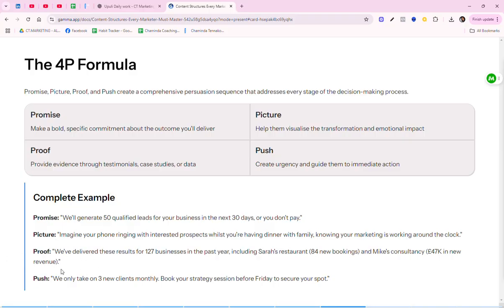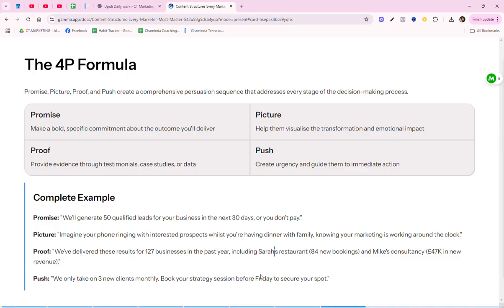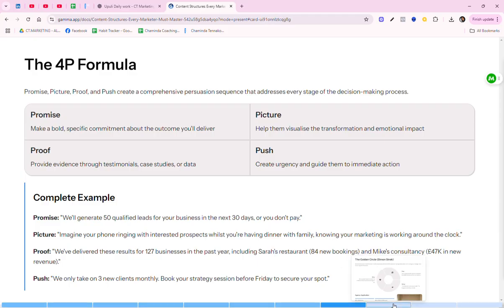And we are showing proof. We can show our testimonials or any other data, and that is where we show proof. And we push. We create urgency and guide them to immediate action. So we say we only take 3 new clients monthly, book your strategy call today.